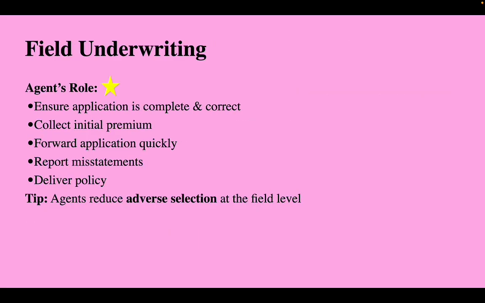Field underwriting. Agents play a key role in field underwriting. They ensure the application is complete and accurate, collect the initial premium, forward the application promptly, report any misstatements, and deliver the policy to the insured. Effective field underwriting helps reduce adverse selection and ensures that the insurer has all the information needed to evaluate risk.